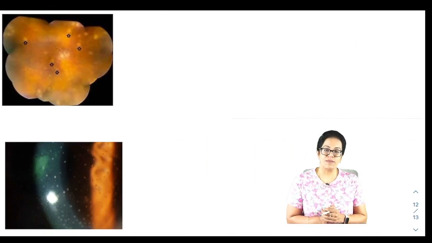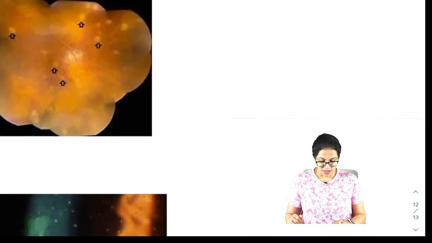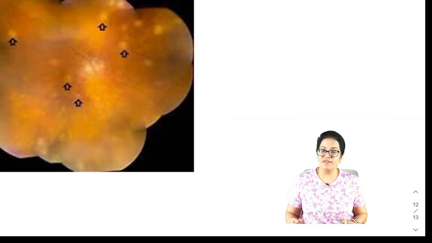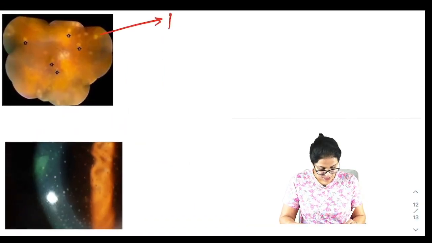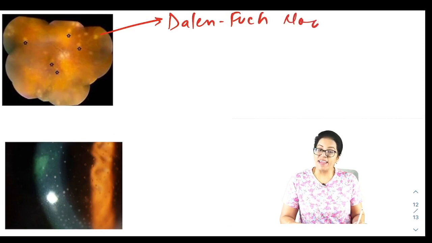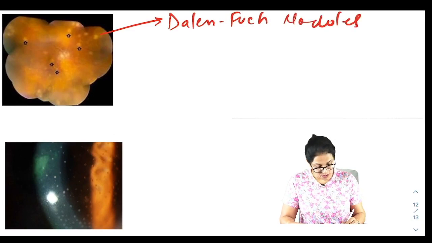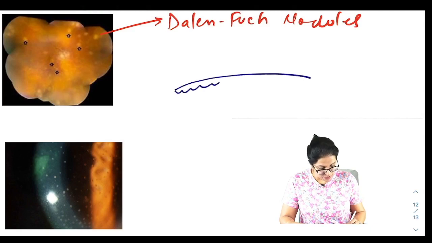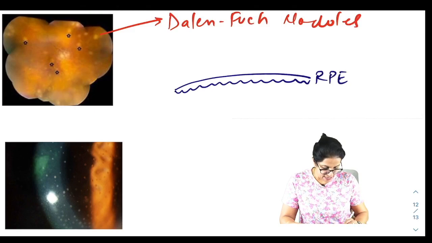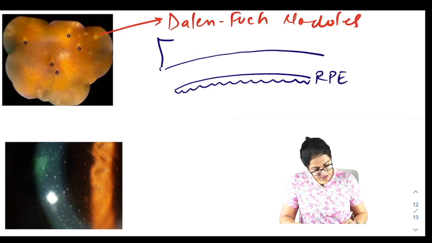We come to the next thing that I have asked you here. What are you looking at? What are these nodules here? These are Dalen-Fuchs nodules. If you understand it in my simple way, where are these nodules present? You can make a diagram here. Suppose this is the outermost layer of the retina and this is the retinal pigment epithelium. And what do you see here? This is your choroid.